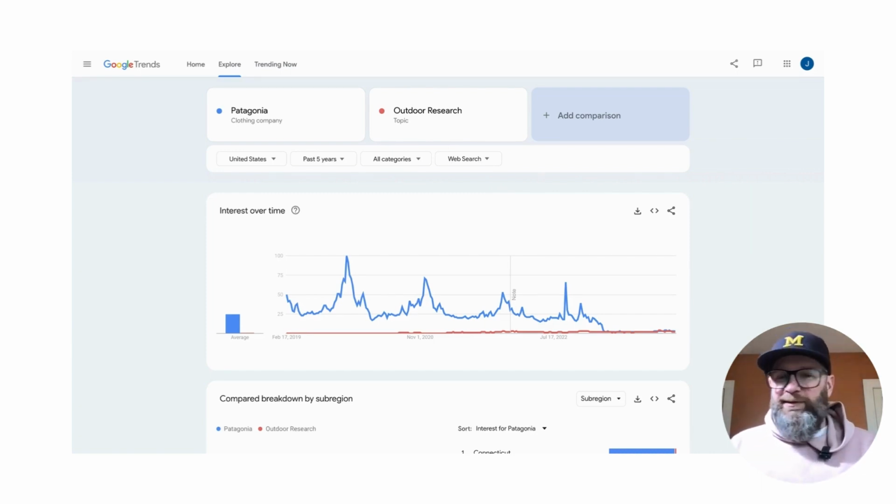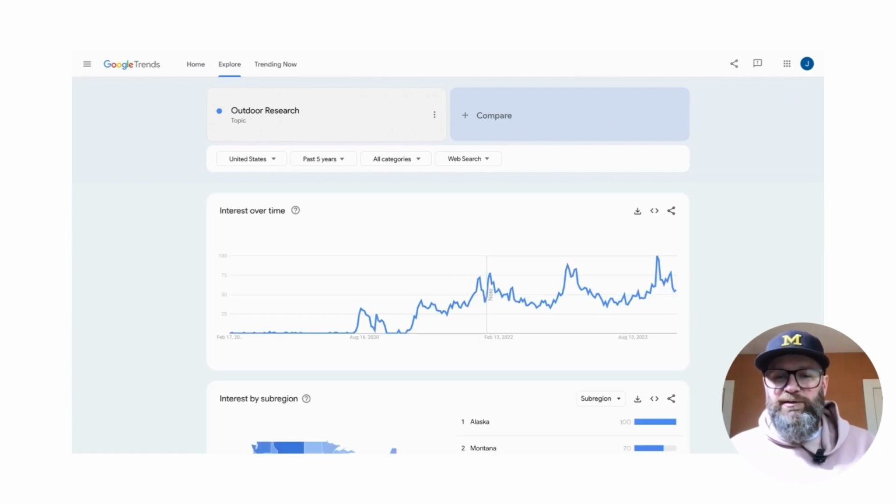Now, this is where you have to put your thinking cap on and say, okay, I'm looking at Patagonia, it's trending down. Maybe I don't want to hitch my horse to that wagon, but at the end of the day, it's still doing significantly more, maybe 12x, 13x the Google searches that Outdoor Research is. So let's say I want to look at Outdoor Research, because Patagonia kind of blows it out of the water. You don't really see the data real clear. I'm just going to remove Patagonia for right now, so we can just look at the Outdoor Research statistics.